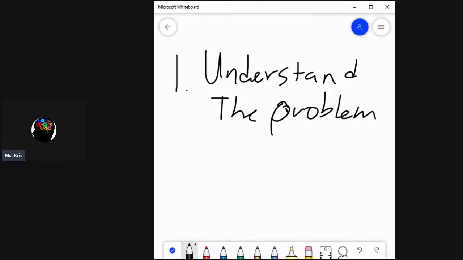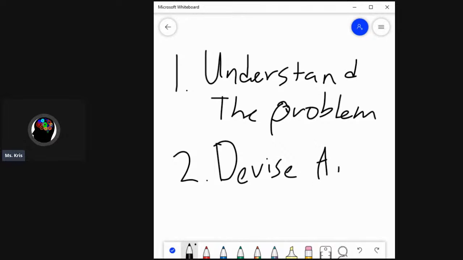So, first step is understand the problem. Make sure you have a clear understanding of what the problem is asking you. That's number one. Number two, devise a plan. Now, this is really good for those who are making decisions based on a problem. This is also good for when you are working on word problems. For those of you who struggle with word problems, this is the best strategy for word problems, and it's introduced in geometry as well.